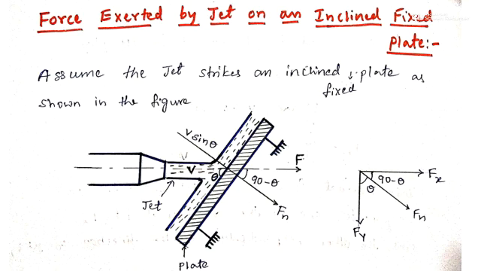Now we are seeing the expressions for force exerted by a jet on an inclined fixed plate. Assume the jet strikes an inclined fixed plate as shown in the figure. So this is a jet coming out from a nozzle. It is striking an inclined fixed plate like this.